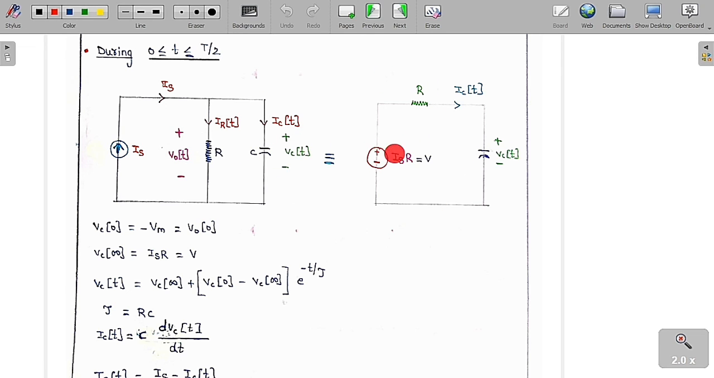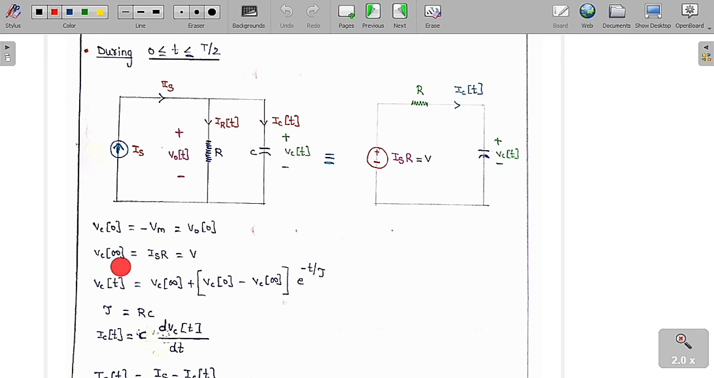So the Thevenin voltage is equal to Is into R, the Thevenin resistance is R, and this is the capacitor C. This is the capacitor current Ic of t, and the capacitor voltage is Vc of t. So the capacitor voltage itself is equal to the output voltage. Now, what is the initial value? You can see clearly the initial value of the capacitor voltage is equal to the output voltage, which is minus Vm. Therefore V0 of 0 is equal to Vc of 0, which is equal to minus Vm.